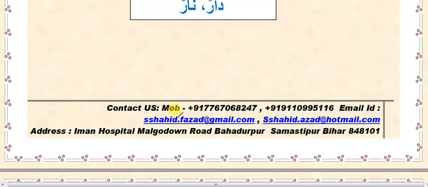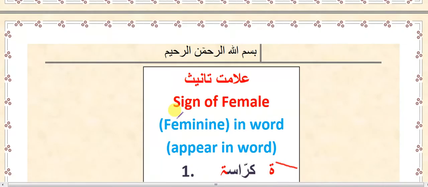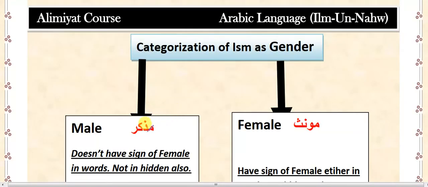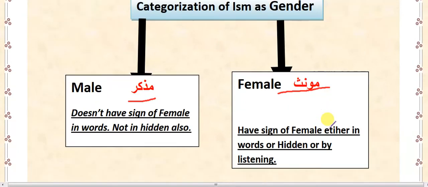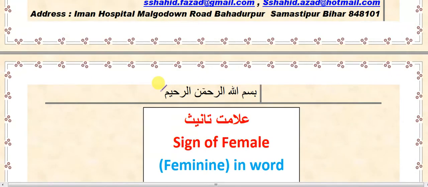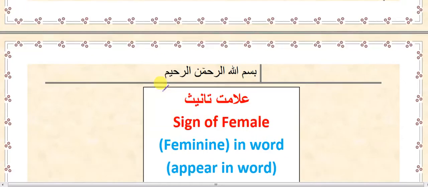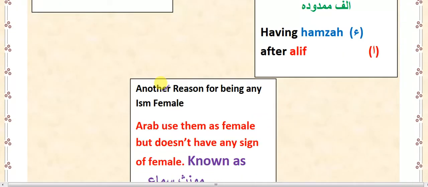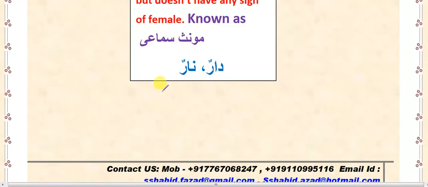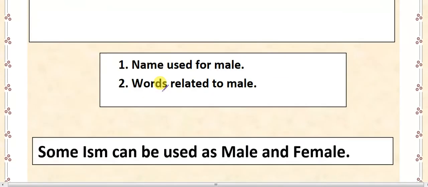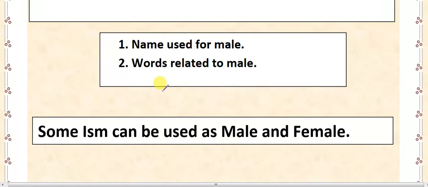Now we have to understand that the category of ism is in two parts, based on gender: the first is male and the second is female. We understood which ism can be called female, but now which ism can be called male? If any ism doesn't have any sign of muannas, isn't used in Arabic as female, or denotes the name of a male person, or is related to males only, it is also known as male.